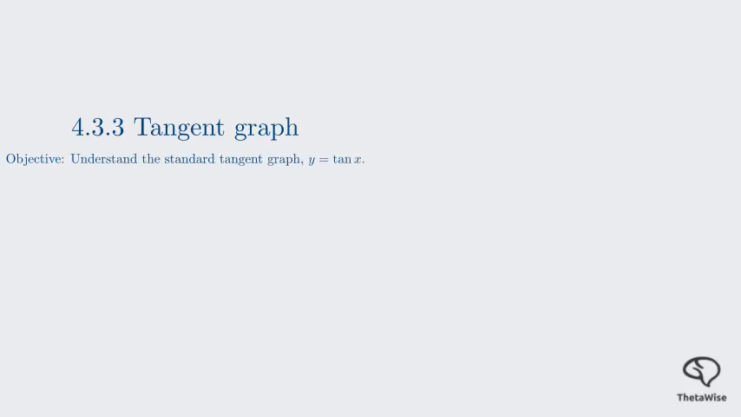Now let's turn our attention to the tangent graph. The objective of this section is to understand the equation y equals tangent of x and its unique features. To understand why this graph looks different, recall the definition of tangent. Tangent of x is defined as the sine of x divided by the cosine of x.